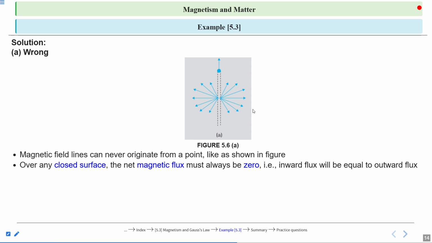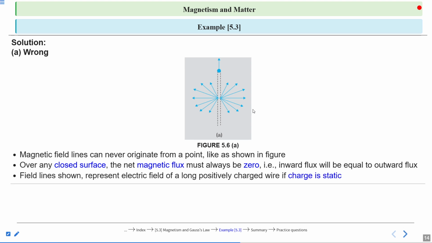So inward flux will be equal to outward flux. The field lines shown represent an electric field. The field lines being shown in this figure 5.6a are the electric field lines of a positively charged wire if the charge is static, a wire containing a static linear charge. So this is the pattern of electric field lines due to a wire carrying static charge. This is not the representation of magnetic field lines.